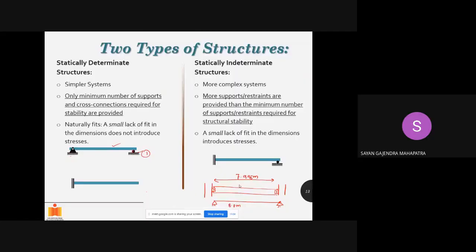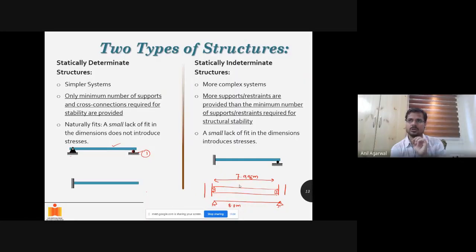Compressive stresses? Yes, tensile stresses. If the beam was shorter than what was required, then the beam will be in tension, so tensile stresses will be introduced. Basically, that is called a lack of fit. Determinate systems can accommodate all kinds of small lack of fits. Indeterminate systems can still accommodate some of them.